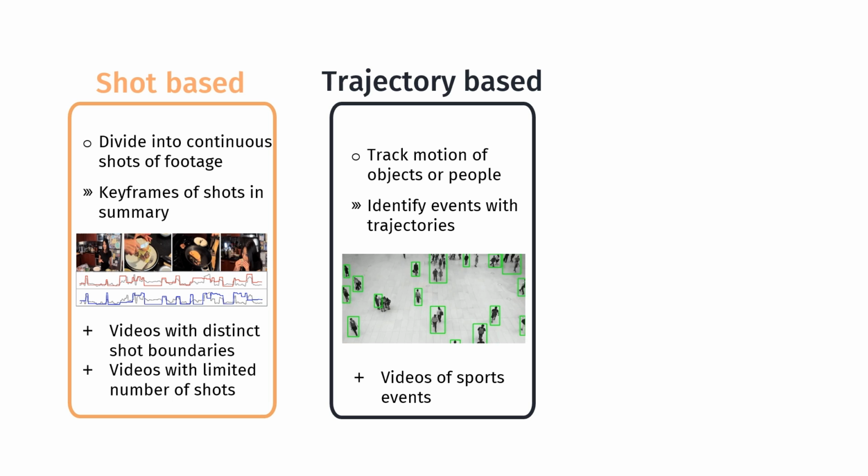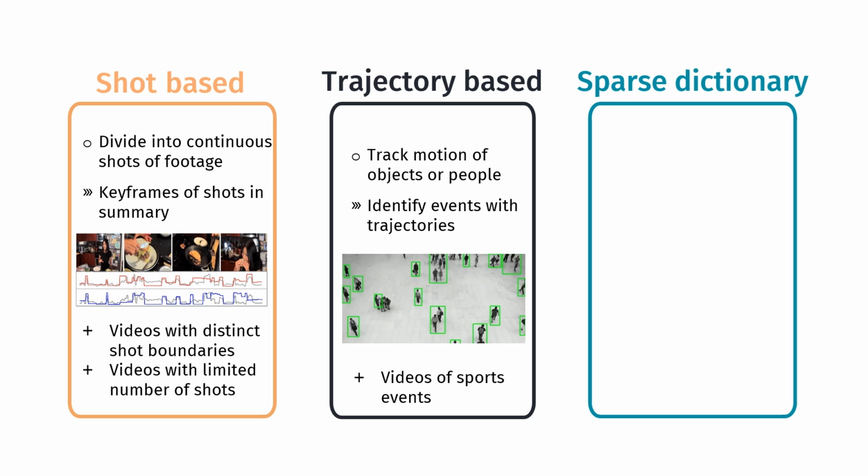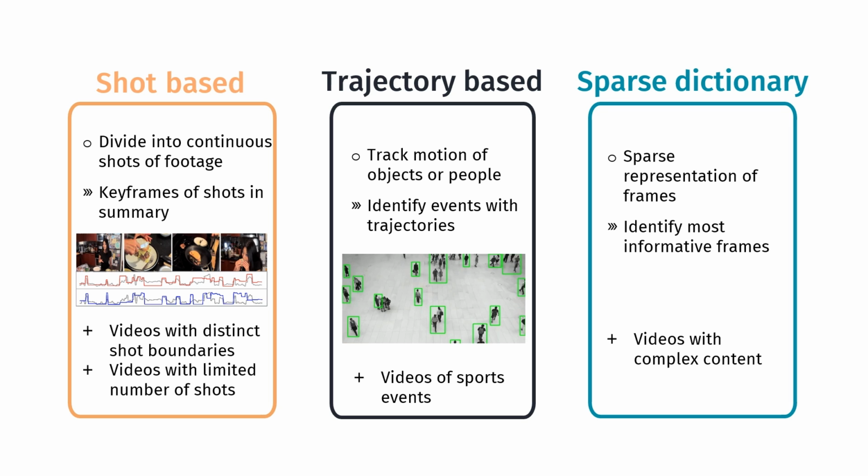public spaces. Sparse dictionary learning is a machine learning technique that learns a sparse representation of the video frames. Sparse representations are representations that only contain the most important information. This allows us to identify the most informative frames that capture the essence of the video. This approach is particularly useful for videos with complex content and a lot of variation in visual appearance.